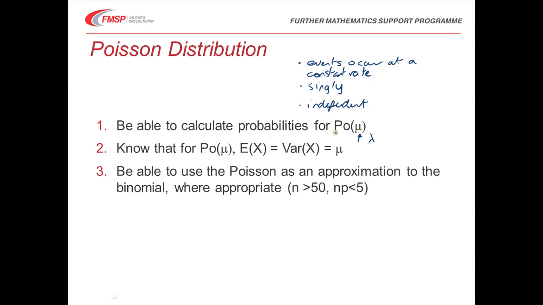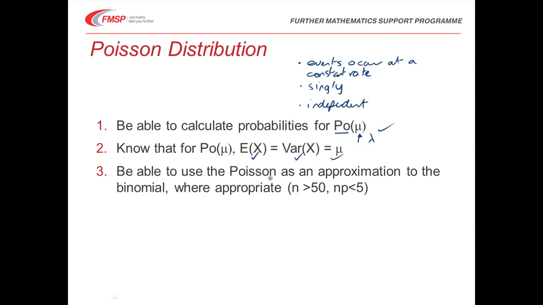The reason we use Po for this distribution is because P stands for probability. So we need to be able to calculate these probabilities, and a lot of that, like the binomial, is used from a table. We also need to be able to work out or know that expectation and variance are the same, which are also equal to mu.